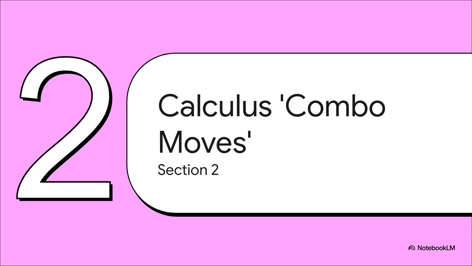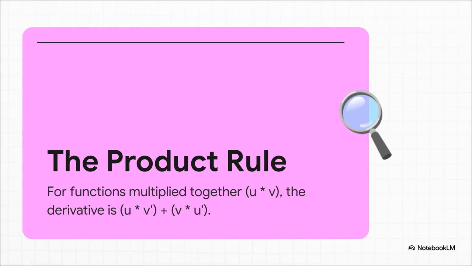Okay, basics are in the belt. Now it's time to level up. Let's talk about some calculus combo moves for when things start getting a little more tangled up. First up, the product rule. So what happens when you've got two functions multiplied together? It's actually a pretty straightforward little recipe. You take the first function times the derivative of the second, and then you add the second function times the derivative of the first. That's it. It's a really clean, super reliable technique.